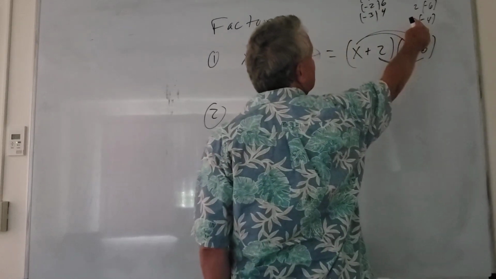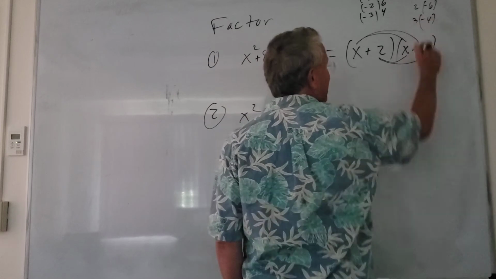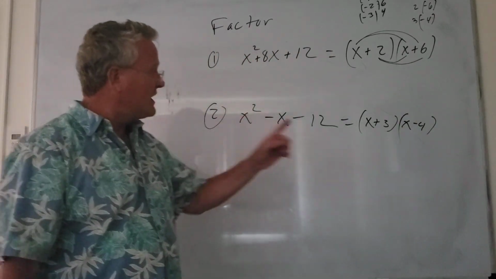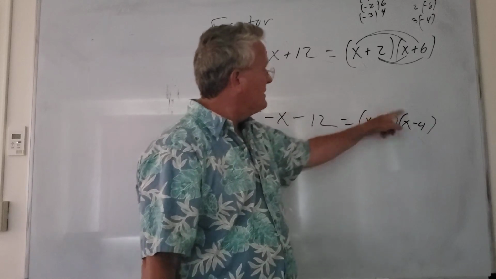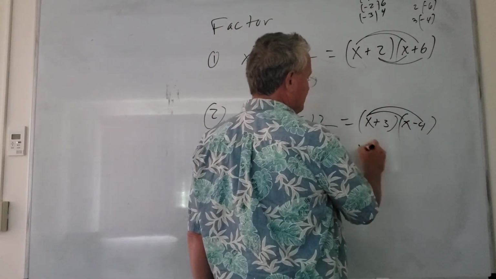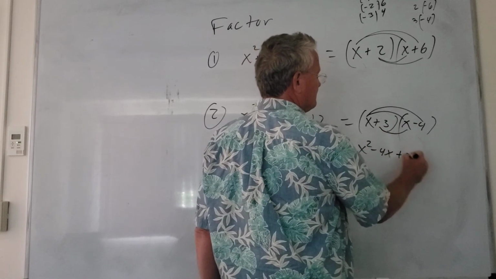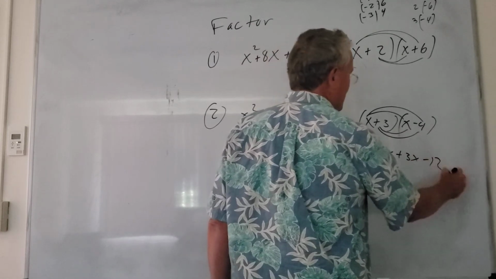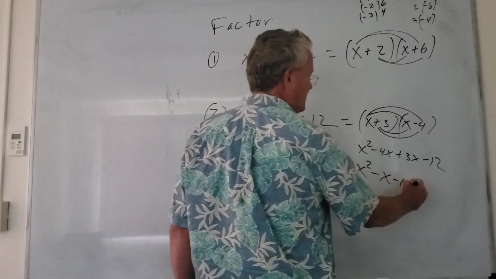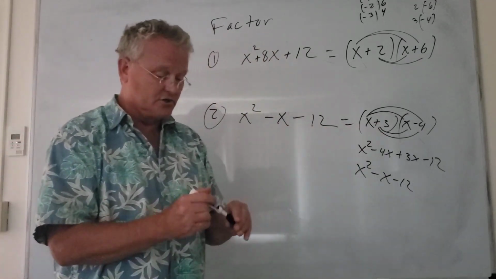So this factors to x plus 3 times x minus 4. Right? And you can check. X squared, negative 4x, positive 3x, minus 12. This adds up to negative 1x, or negative x. And this takes us right back to there. So this indeed is the correct answer.